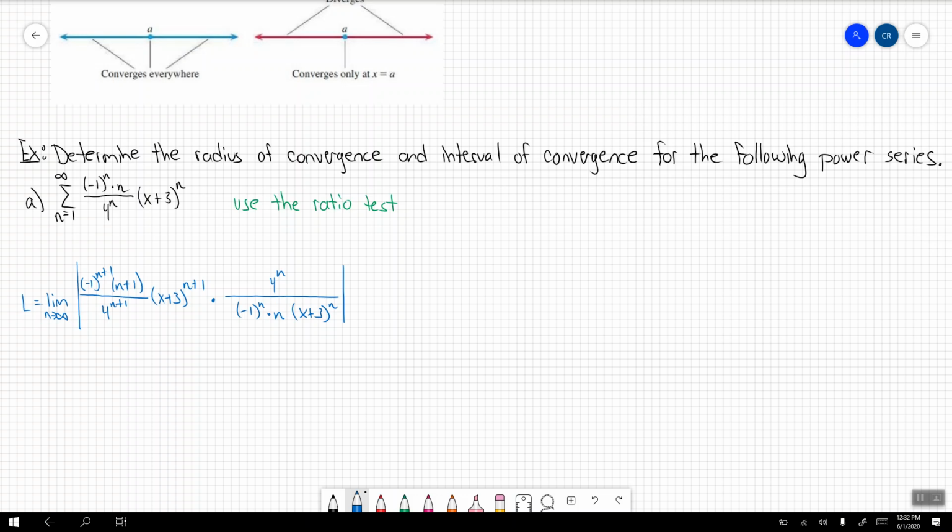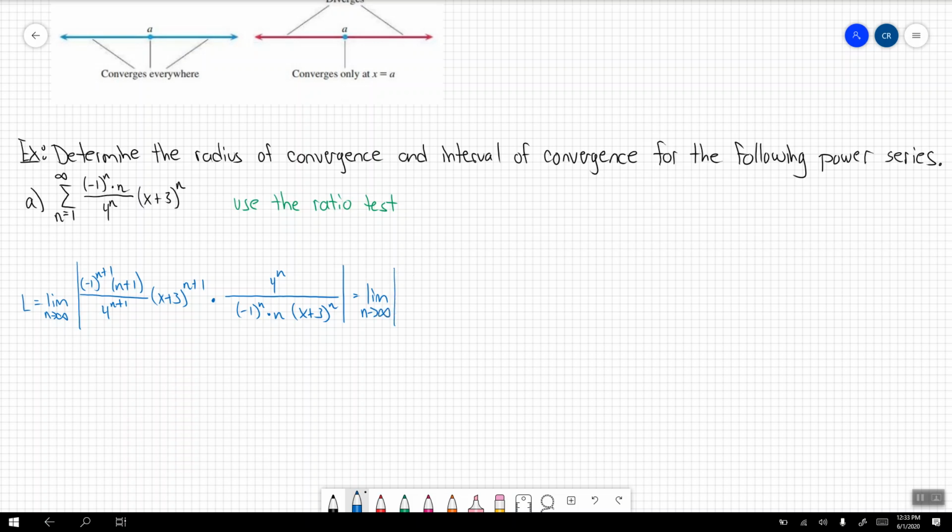Alright, so let's go through and let's cancel a few items. Notice we have an absolute value. Therefore, when we have the absolute value, this negative 1 to the power of n plus 1 is going to be obsolete for what we are looking for. Alright, so that's not going to be too bad. And again, we'll elaborate as we go through here. So let's keep going.